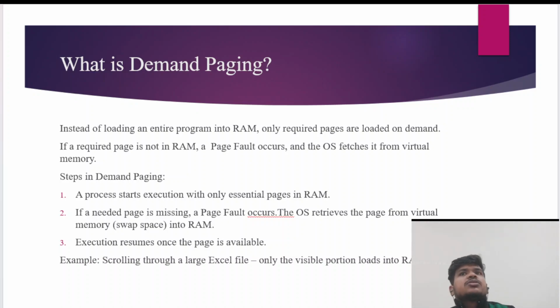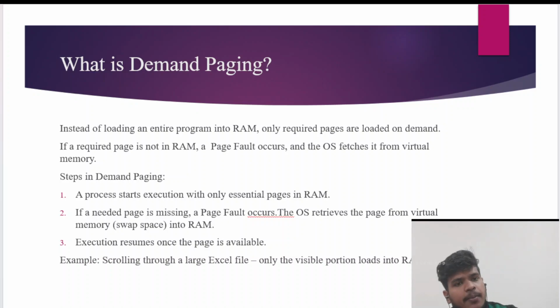For example, if you say there are 1000 rows in that Excel sheet, only those 50 or 60 that are visible on your screen will load. But as you move down, it will start to load more and more and more. So that is demand paging.